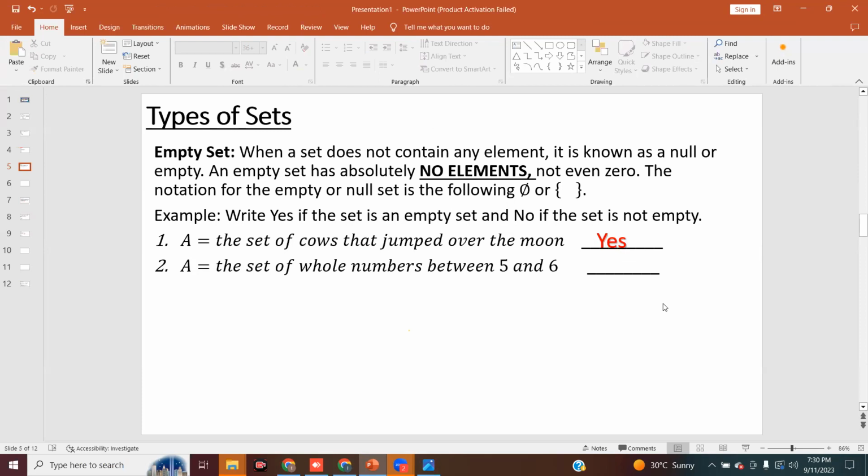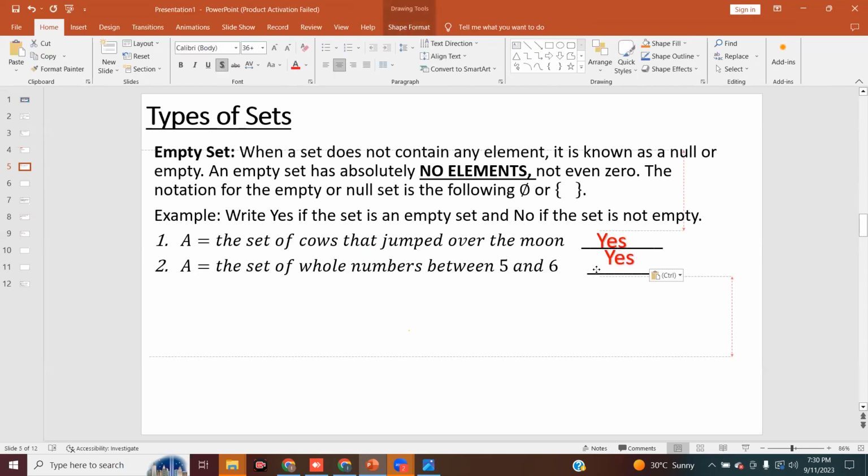That's not a whole number. Very good. It's not a whole number. Because if you think about the numbers between 5 and 6, you're looking at 5.1, 5.2, 5.3. Those are not whole numbers. So this set is empty. I didn't say you were wrong, Eljanique. All right. So yes, this is empty.